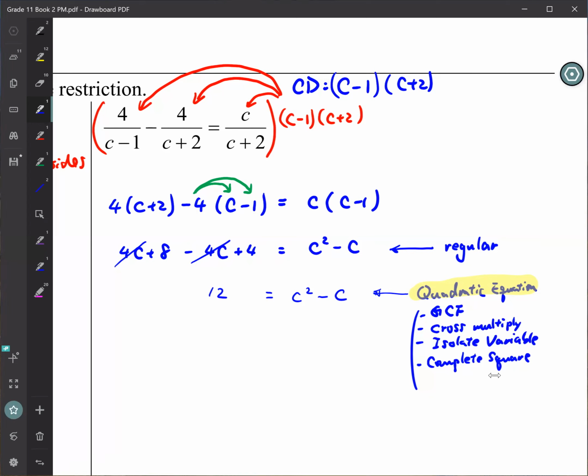Okay, in fact, there's one more. Anyone? Last one. If it's not factorable, what else can you do?